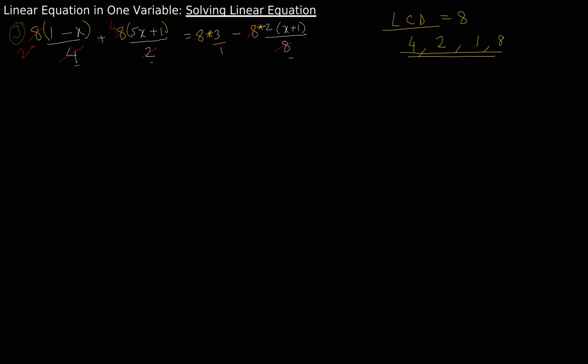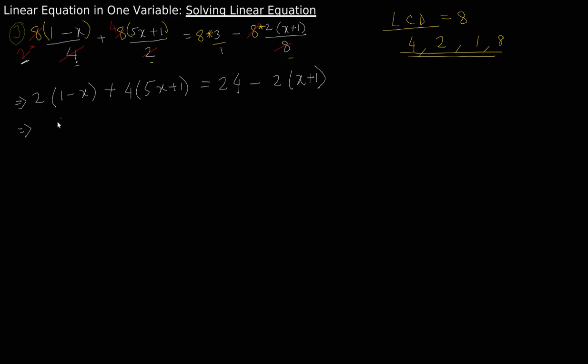Okay, so what I am now left with is 2 multiplied by (1 minus x), plus 4 multiplied by (5x plus 1), equals 8 multiplied by 3, which is 24, minus 2 multiplied by (x plus 1). Now as you can see, this equation is a pretty plain and simple equation, and there is no denominator. So let's simplify this equation a little bit.